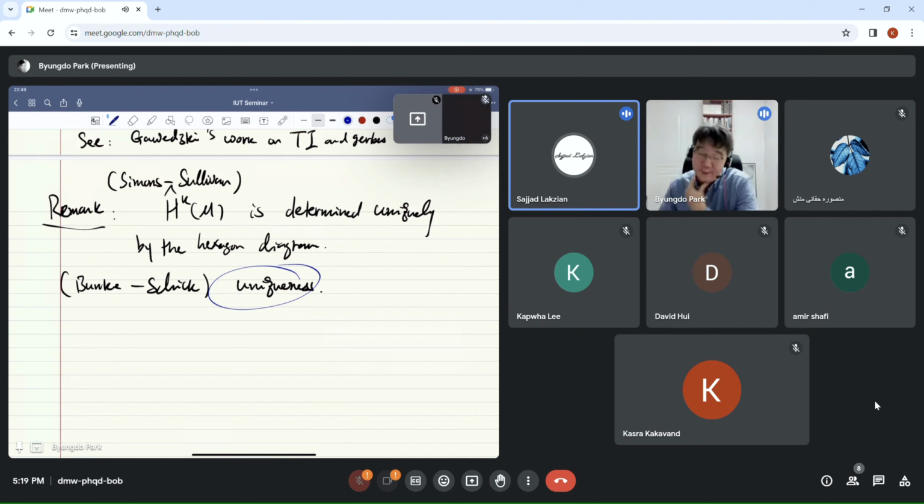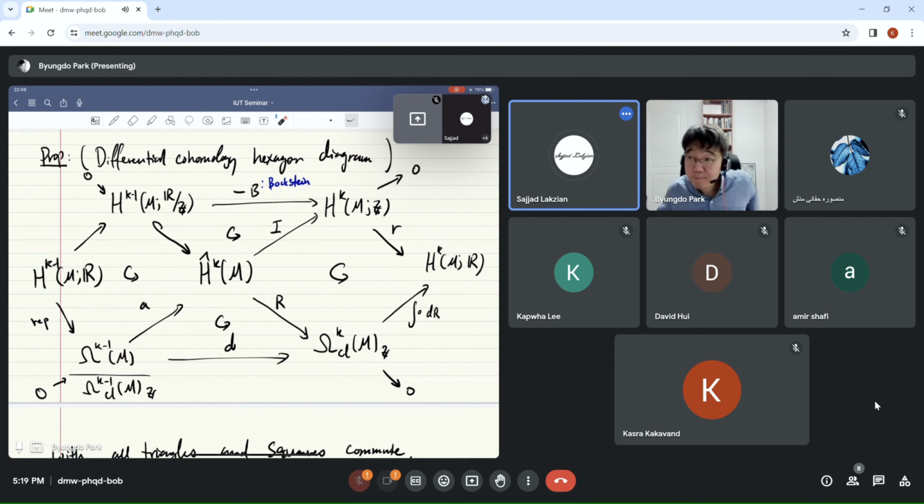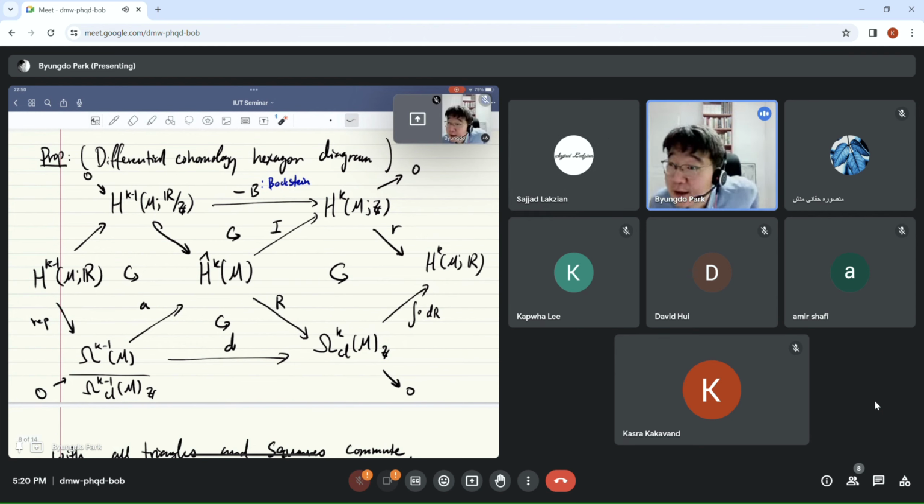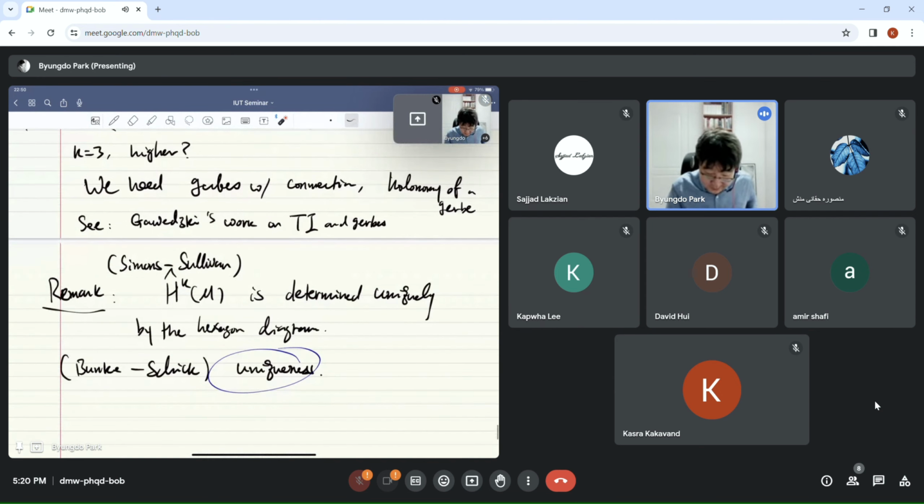Right. Okay, I'm gonna ask other questions later, but there is one question in the chat. This question by Kezra: elaborate more on the last remark. By last remark, you mean the uniqueness theorem? Yeah.